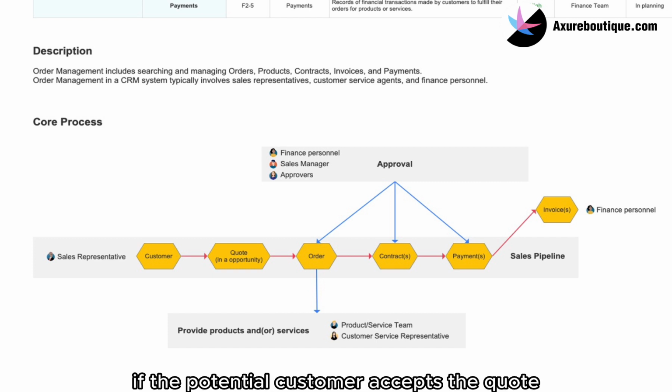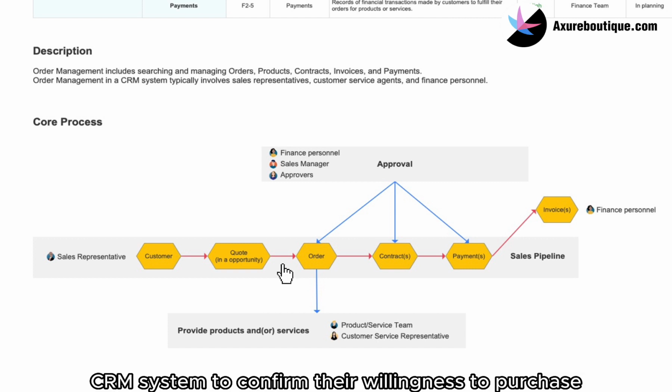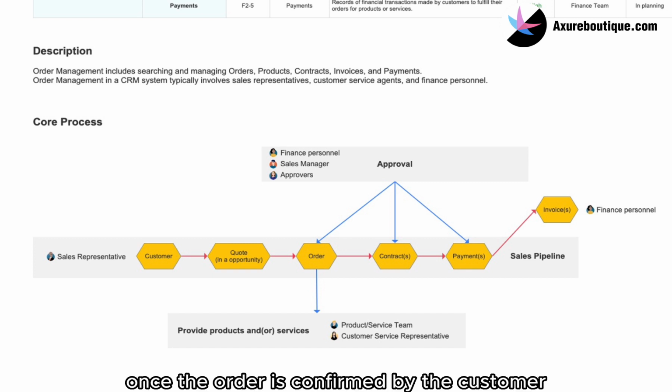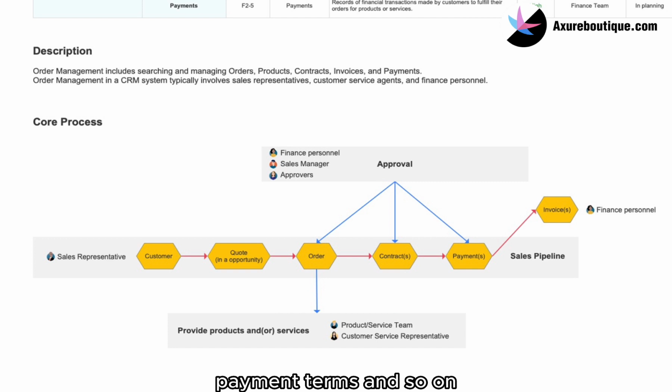If the potential customer accepts the quote, they may generate an order in the CRM system to confirm their willingness to purchase the product or service. Once the order is confirmed by the customer, it may be necessary to sign a formal contract, which includes the rights and responsibilities of both parties, service terms, payment terms, and so on.